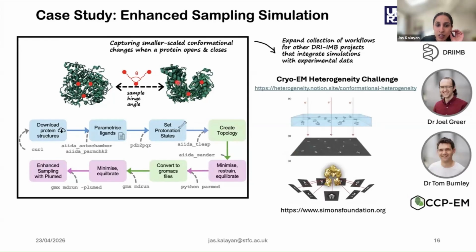So he ran some enhanced sampling simulations. Again, we were able to capture these enhanced sampling simulations using our provenance tools. Although we're using a plugin called Plumed to run these simulations, we can still capture the provenance of it, even though it's not natively a GROMACS tool.